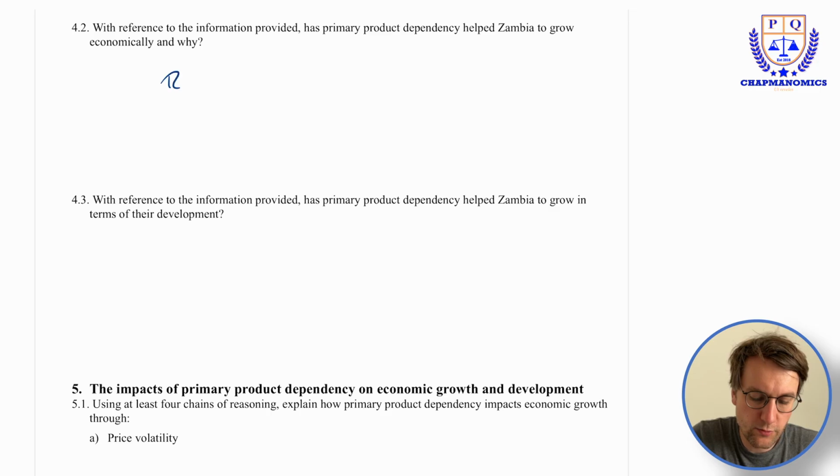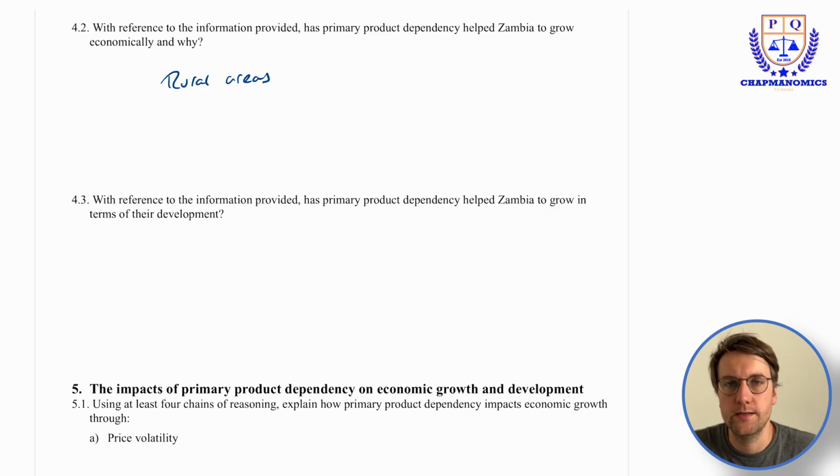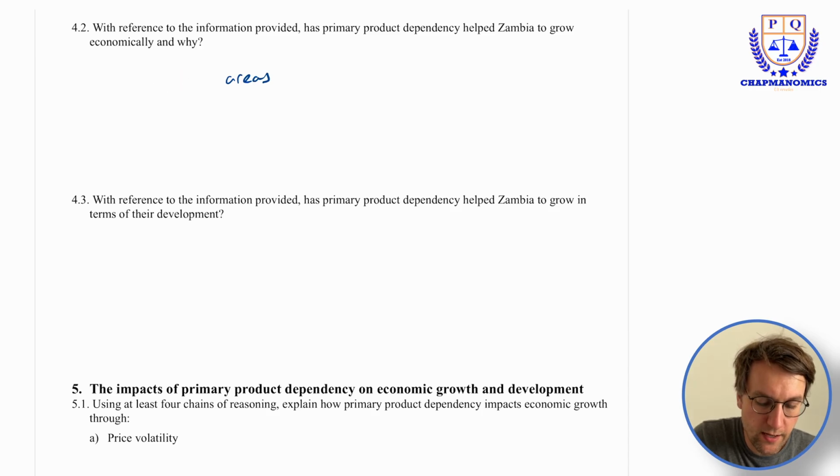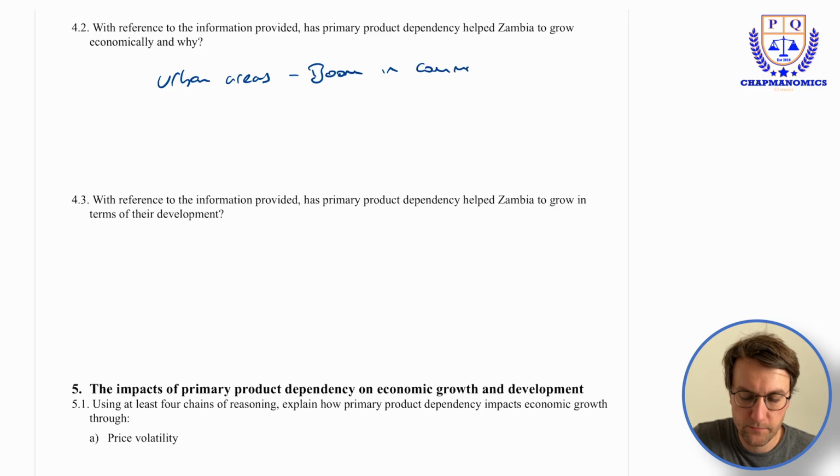If you think back to our case study that we looked at last time, we saw that when there was a boom in copper in particular, that Zambia was selling, there was a real benefit to those urban areas. So, sorry, not rural areas here, goodness me, I'm all over the shop in this lesson. In our urban areas. So urban areas have been able to grow economically because of the boom in commodity prices.